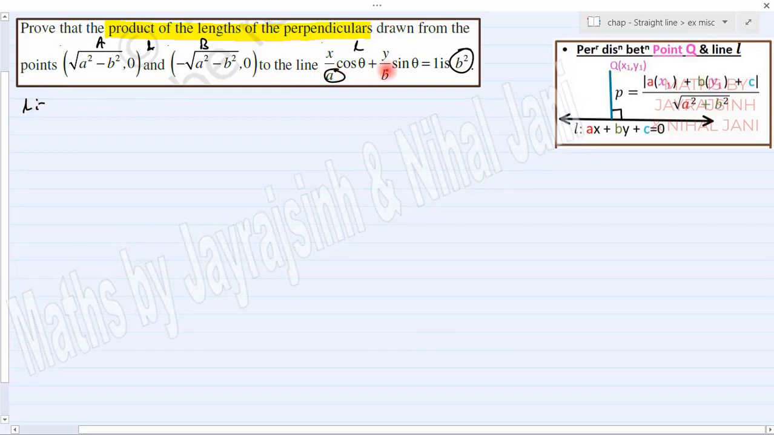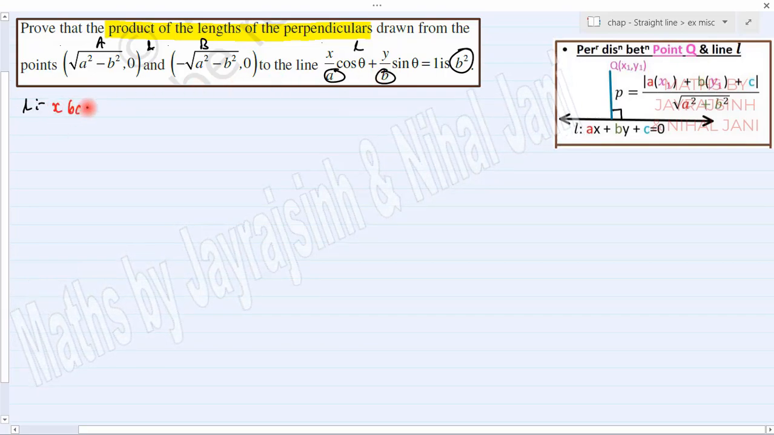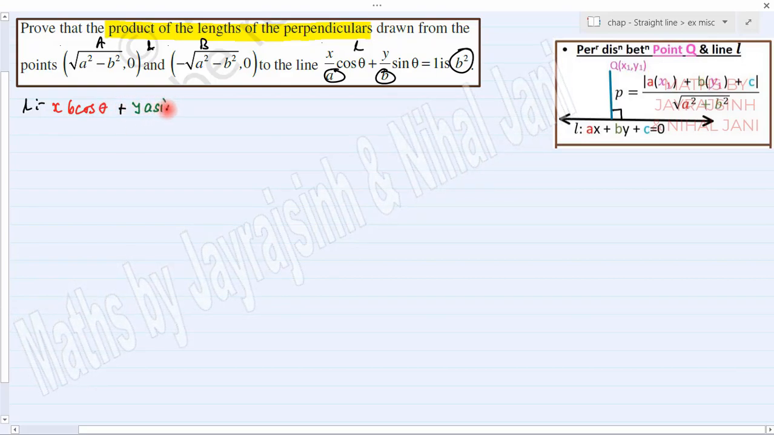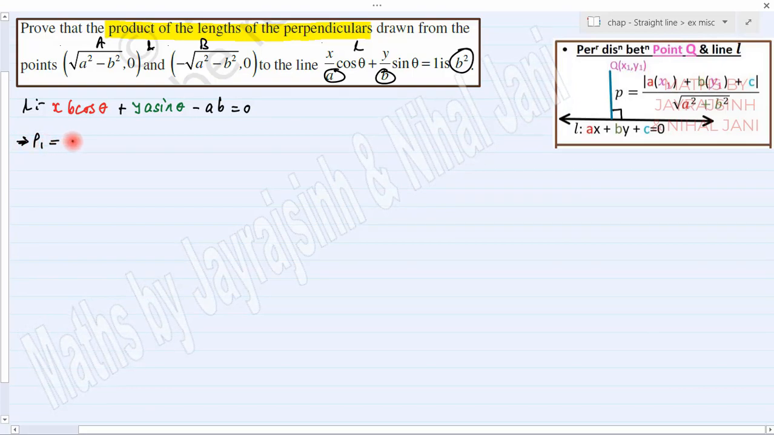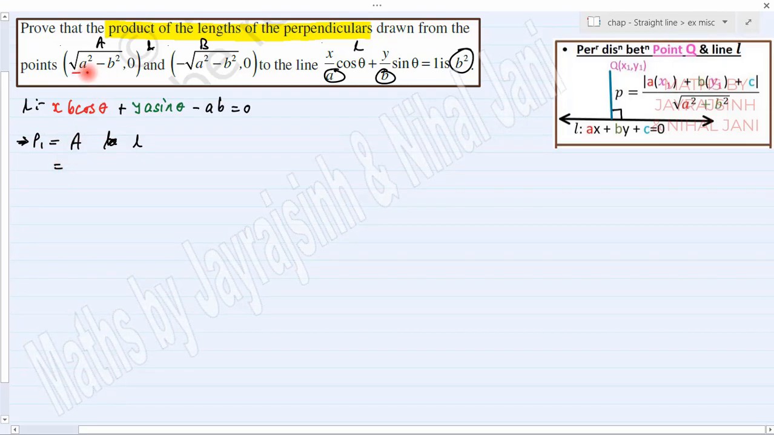Let's take an LCM of a and b. So here we'll get x into b cos theta plus y into a sin theta minus ab is equal to 0. Now let's find out the perpendicular distance from point A to the line L. And we know that we have to substitute under root of a square minus b square instead of x.